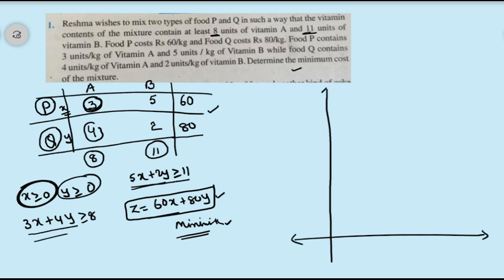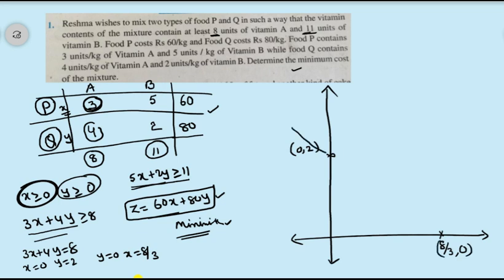Now the first information is saying x and y positive, first quadrant. Next 3x plus 4y is equal to 8. When x is equal to 0, you will get y is equal to 2. When y is equal to 0, we will get x is equal to 8 by 3. So the point (0, 2) is somewhere here. The point (8/3, 0) you will get somewhere here. The straight line is passing through these 2 points.